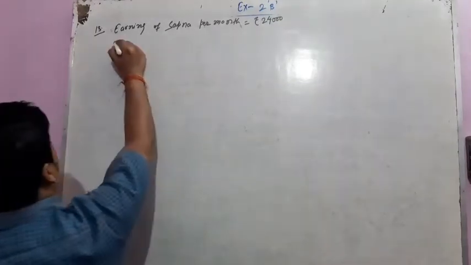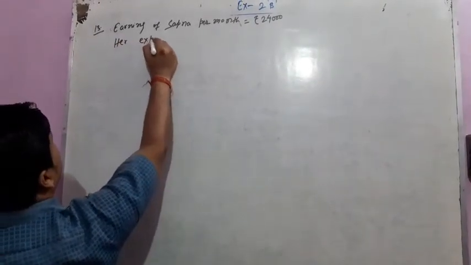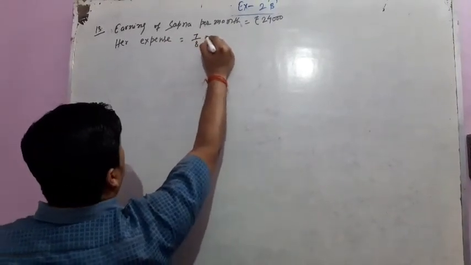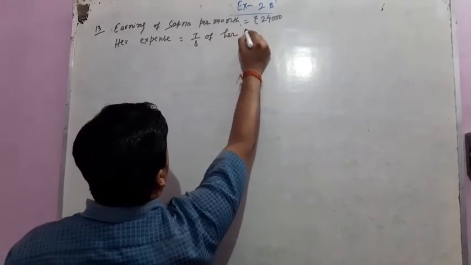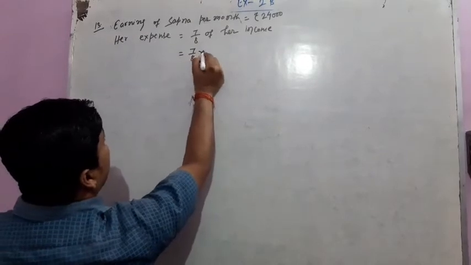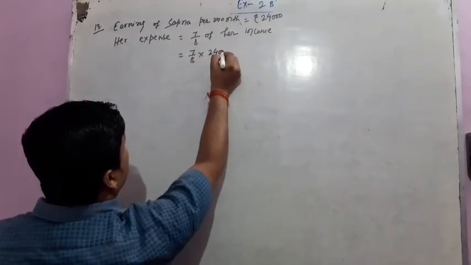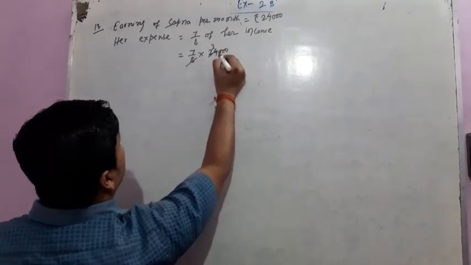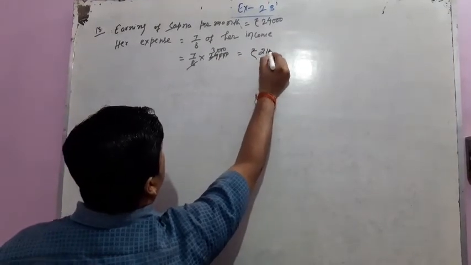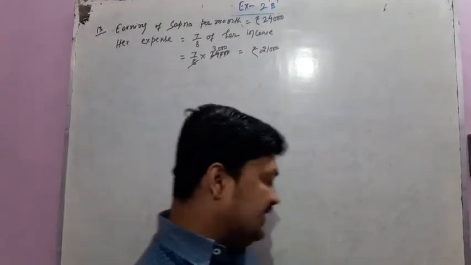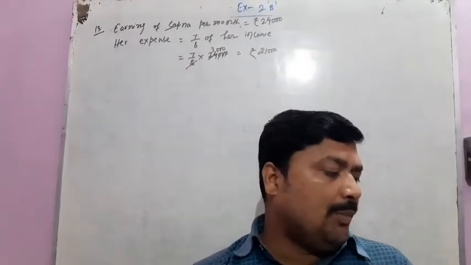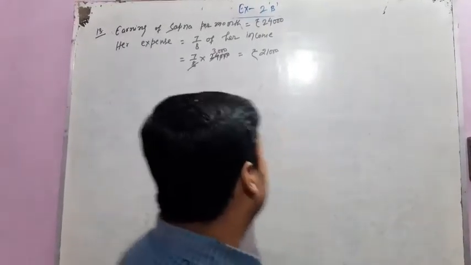So first we have to find here her expense. Her expense is equal to 7/8 of her income. So 7/8, and what is her income? 24,000. 8 3s are 24, 000. 3,000 7s are 21,000. 21,000 she spends per month. And the rest of the money she deposits in a bank. How much money does she deposit in a bank each month?